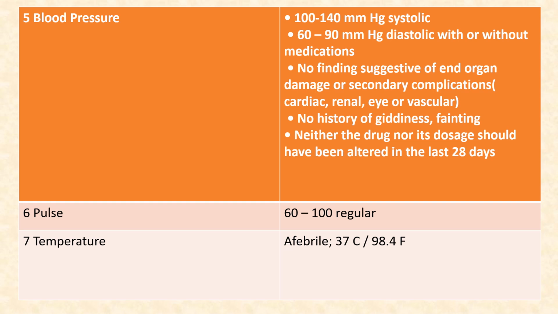Then the blood pressure: the systolic should be between 100 to 140 mmHg. Diastolic is 60 to 90, with or without medication. There is no finding suggestive of end organ damage or secondary complication. No history of giddiness and fainting. Neither the drug nor its dosage should have been altered in the last 28 days. Pulse should be 60 to 100 and it should be a regular pulse. The donor should be afebrile and maintain normal body temperature.